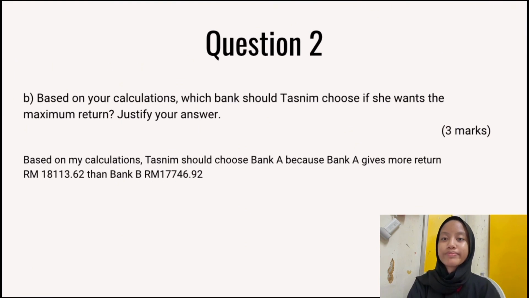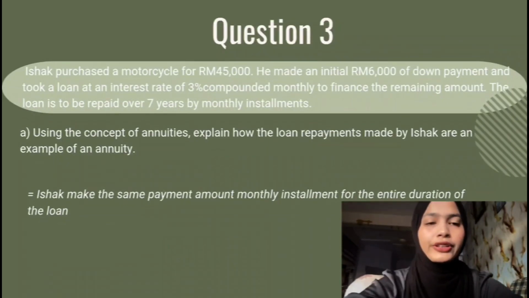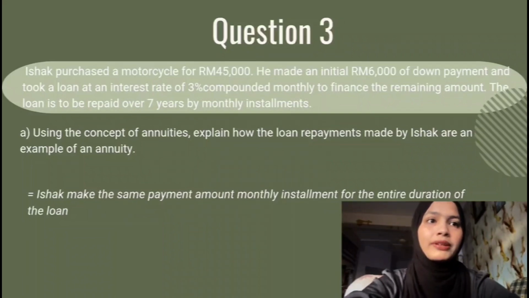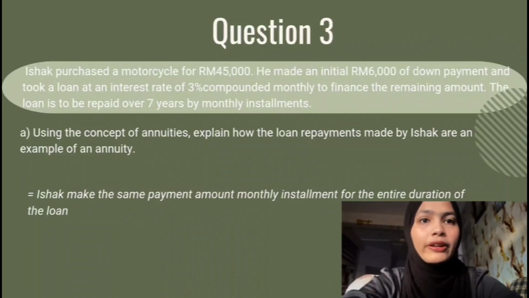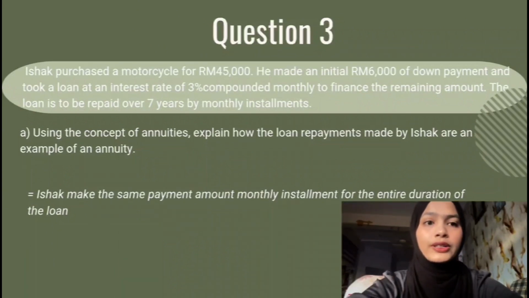Thank you. Okay, for question 3, Ishak purchased a motorcycle for 45,000 ringgit. He made an initial 6,000 ringgit down payment and took a loan at an interest rate of 3% compounded monthly to finance the remaining amount. The loan is to be repaid over 7 years by monthly installments. So, question A, using the concept of annuities, explain how the loan repayment made by Ishak is an example of an annuity.